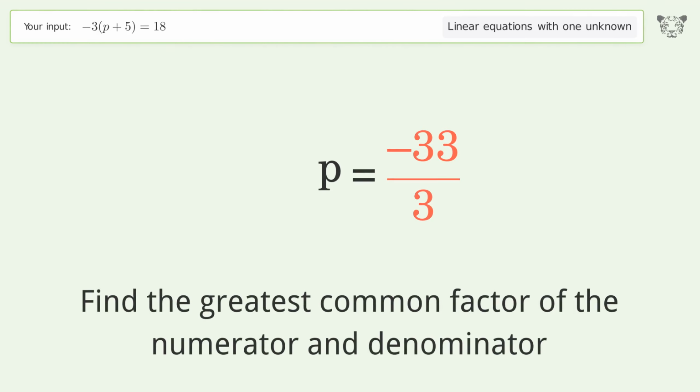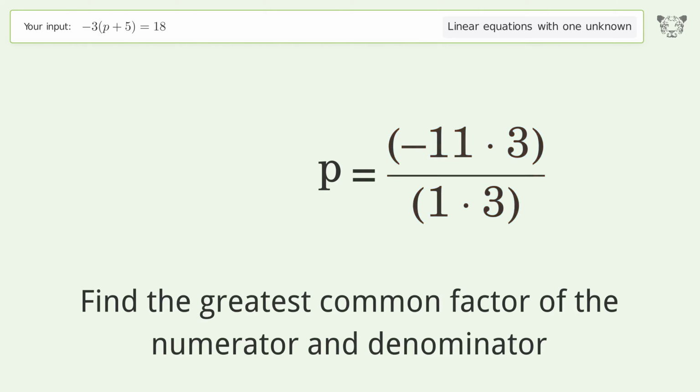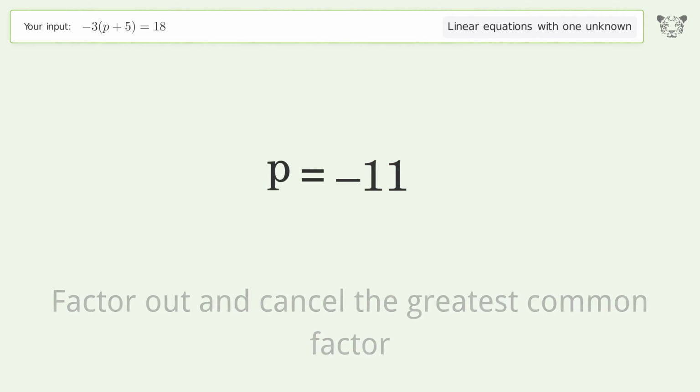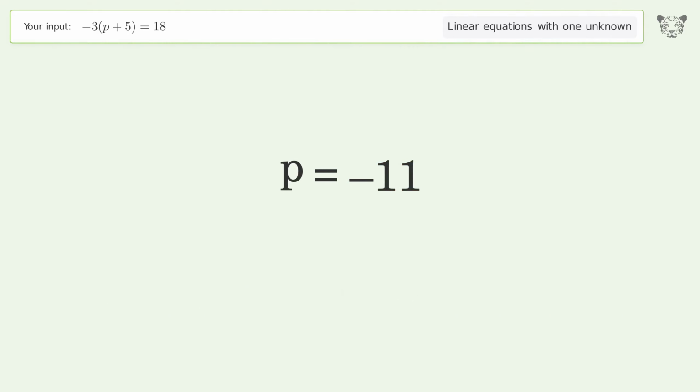Find the greatest common factor of the numerator and denominator. Factor out and cancel the greatest common factor. And so the final result is p equals -11.